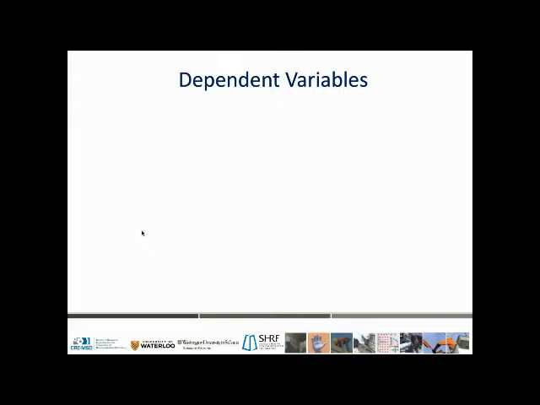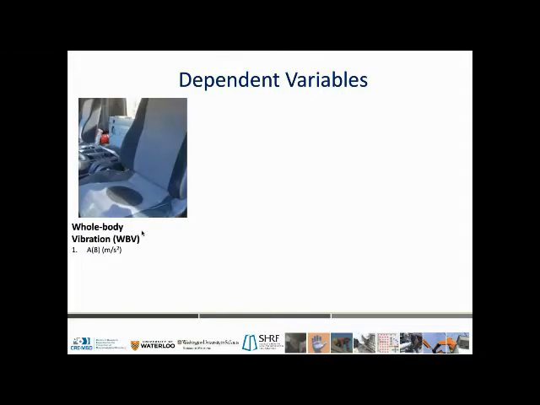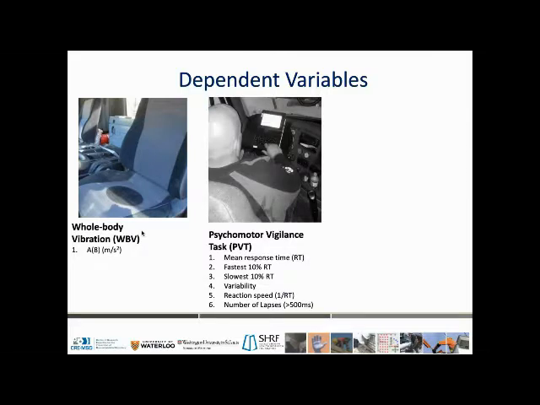All right, so dependent variables, things that we measured. Well, we measured, as we said, whole body vibration, and this was done using a triaxial accelerometer that was placed on the seat and on the floor, and we took measurements of the A8, which we calculated using the dominant frequencies.